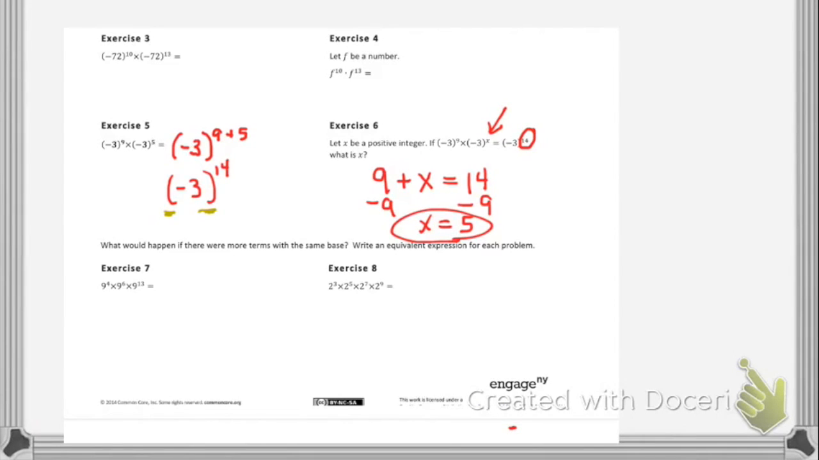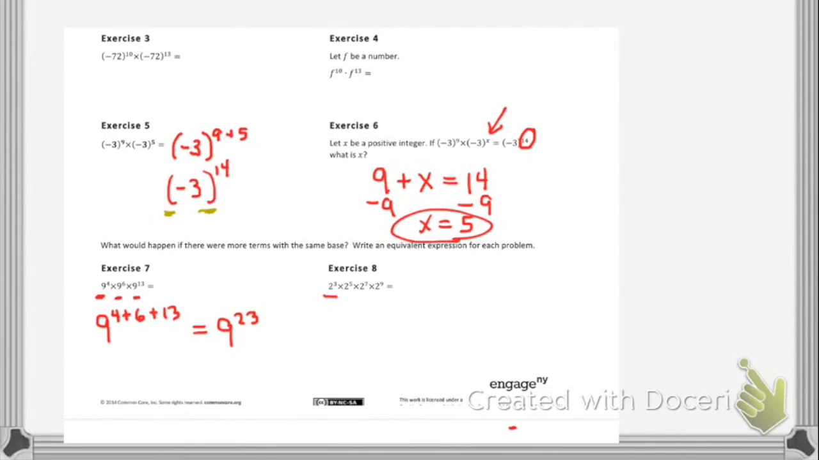What would happen if there were more terms with the same base? We just write an equivalent expression for each problem. As long as we're multiplying the same base, so we have the same base for each one, a base of 9, we just add the exponents together. So that's 9 to the 4th plus 6th plus 13th. And so that is 9 to the 23rd. So we do the same thing for exercise 8.